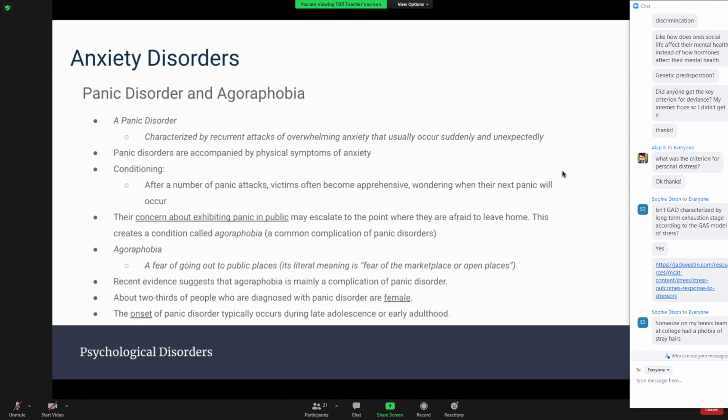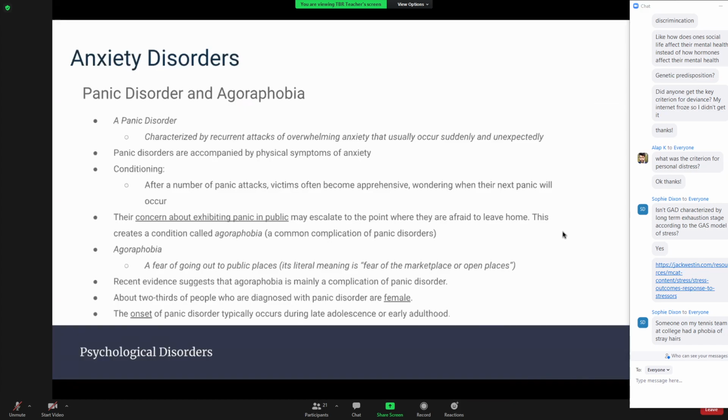So the last one to mention about this is panic disorder. And panic disorder is linked to agoraphobia. Agoraphobia is a phobic disorder, but I'll show you why I didn't talk about agoraphobia in the previous slide. Panic disorder is the recurrent attacks of anxiety that occur because of a sudden and unexpected event. So they have the same physical symptoms as the other anxiety disorders we've talked about. But here's what makes this interesting: there's a conditioning element. If a person experiences a lot of panic attacks, the victims might be conditioned, meaning a learning process of becoming apprehensive and thinking about when the next one is going to happen.